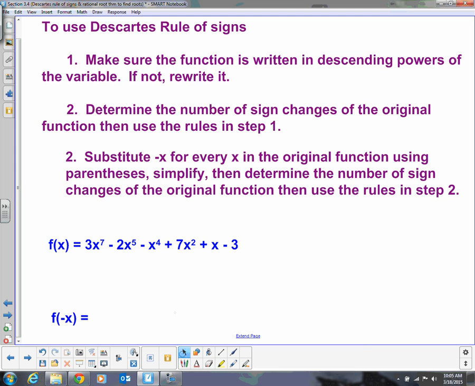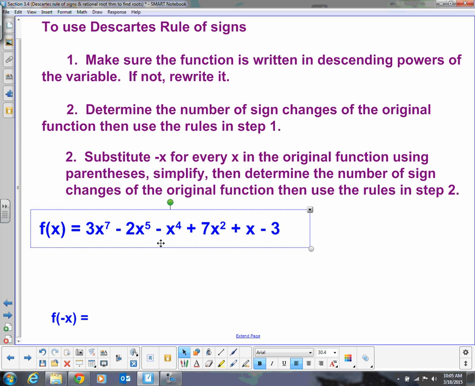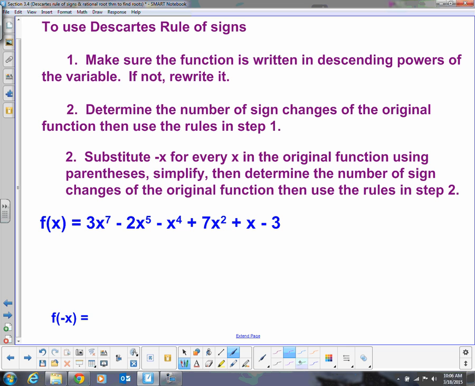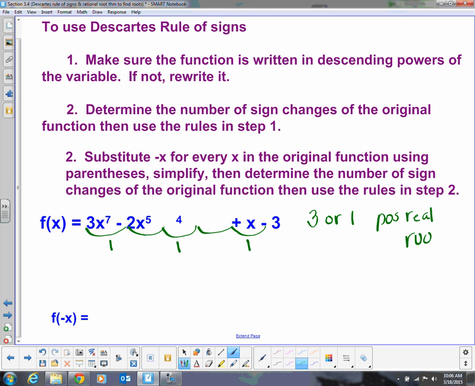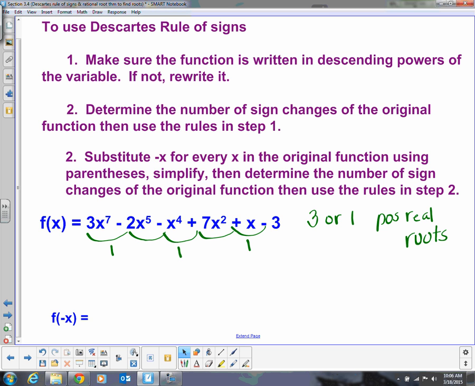So let's look at this. We're going to start with the positive ones, so we're looking for sign changes. Was there a sign change from 3 to negative 2? Yes. From negative 2 to negative 1? From negative 1 to positive 7? Yes. Positive 7 to positive 7? No. Positive 7 to negative? Yes. So there are 3, or take away 2, which gives 1 positive real root. Now the problem is I lost my problem. There we go. All right, so that's how we do the positive ones.